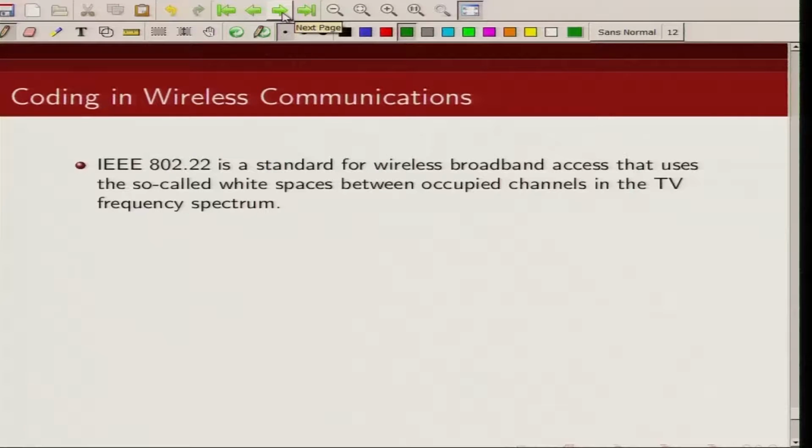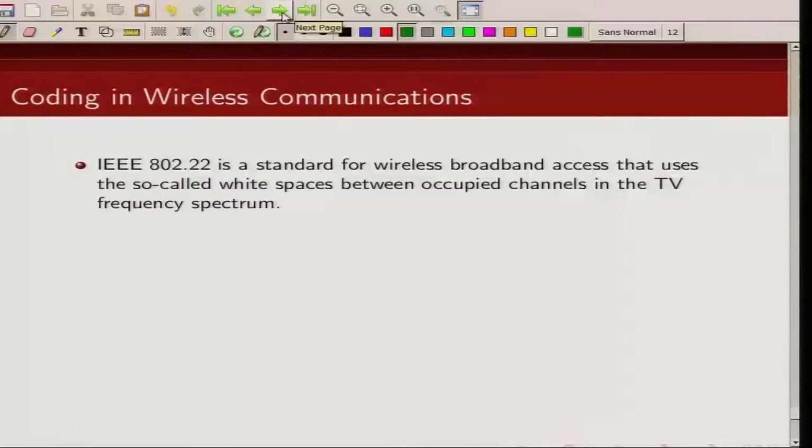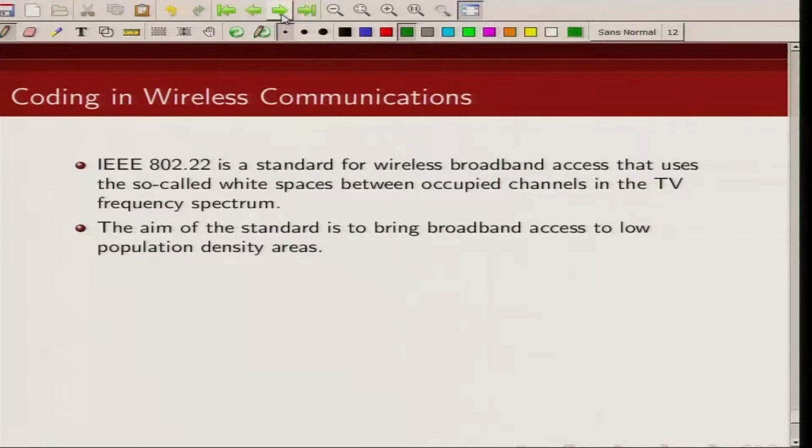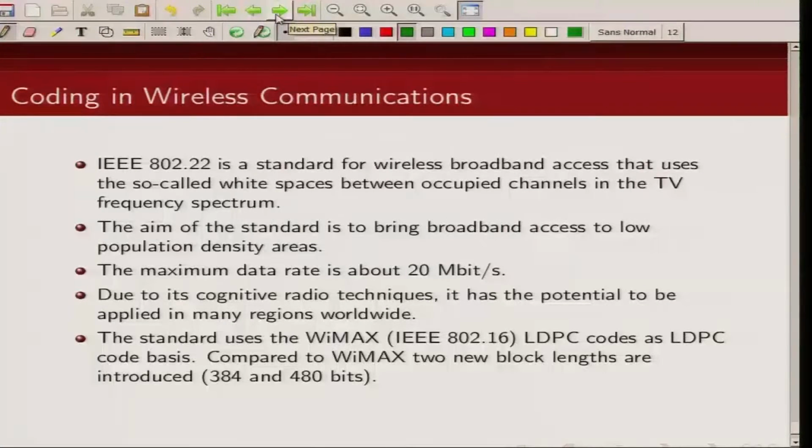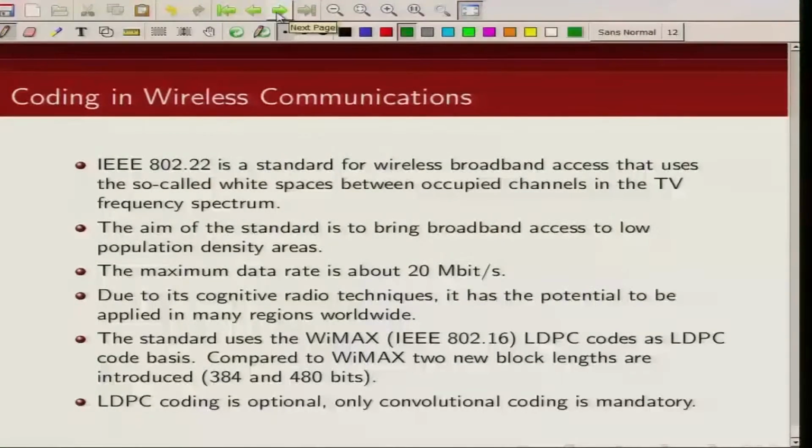And finally, I will conclude this discussion with the IEEE 802.22 standard, which is basically for cognitive radio, opportunistic access over TV white spaces, the TV spectrum which is not being used and can be opportunistically used for communication, and the whole idea of IEEE 802.22 is to provide rural connectivity. Here also they have specified various LDPC codes, and in fact two new block lengths which were not there in WiMAX have been added, one corresponding to 384 bits, another corresponding to 480 bits. So this is another application where LDPC code is optional, convolutional code is mandatory, but LDPC code has been suggested.